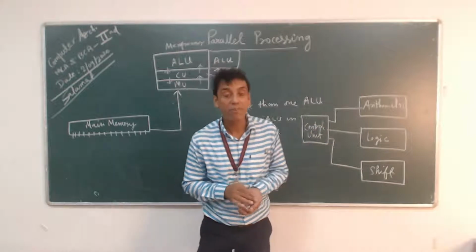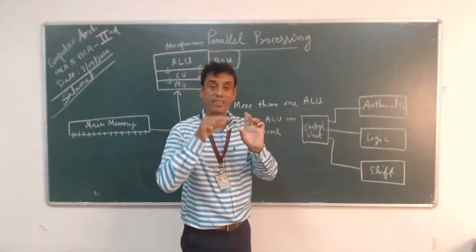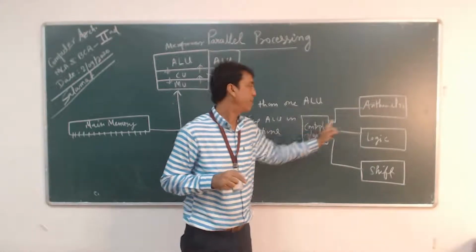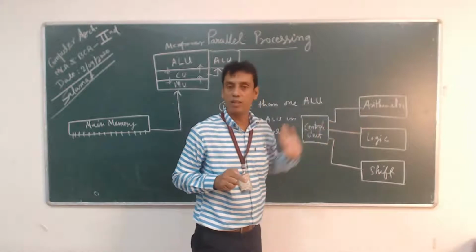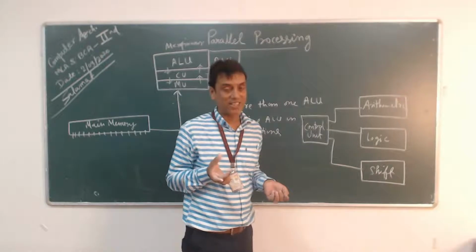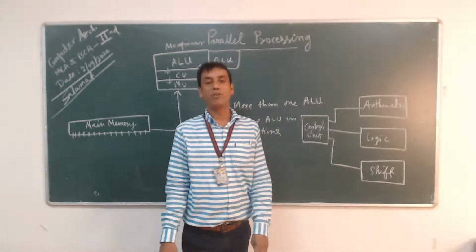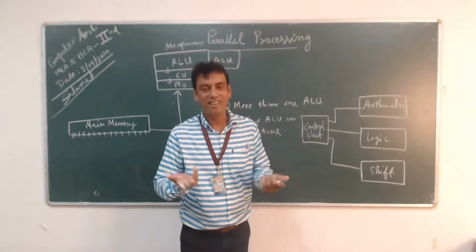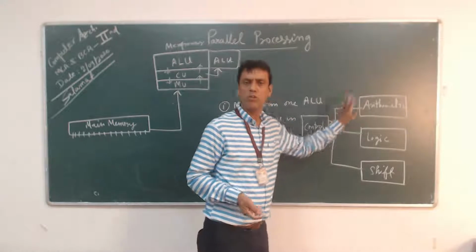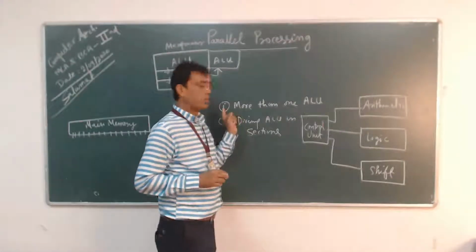But what if you fetched one instruction, and the instruction is arithmetical processing by nature? You said the control unit sends it to the arithmetic section. Now the microprocessor fetched another instruction, and this is also arithmetical processing in nature. Then again, this instruction will have to wait. This is also one possibility.